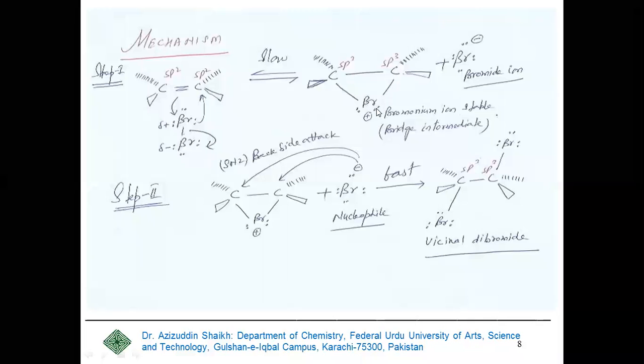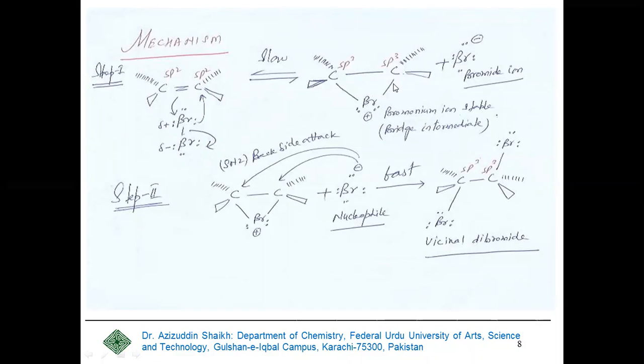Bromine has a lone pair, and the lone pair forms a bond with this carbon. So this is the bridged intermediate. An intermediate is a compound that is stable and actually forms, and you can observe and isolate it. So this is the bromonium ion. This bromonium ion is stable, and this is the bridged intermediate, with both carbons sp3 hybridized.